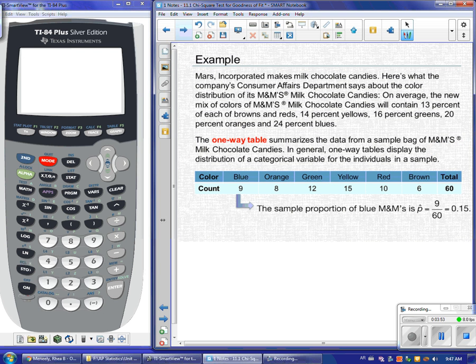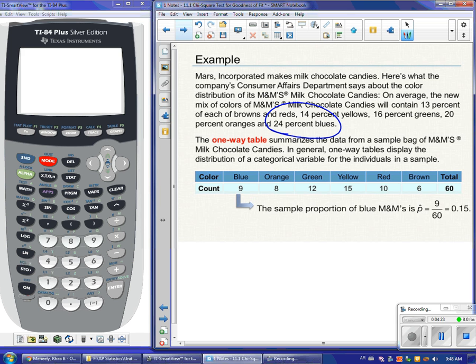If I was interested in the sample proportion of blue M&Ms, if you add up all of the M&Ms, there were 60 in the bag. Since 9 of them are blue, that means that we have 15% blue M&Ms. Well, if I know that the proportion is supposed to be 24%, I might suspect that I'm not getting enough blues. And if you remember, we did a situation like this in class. When we were looking at confidence intervals, I believe, we were looking at the proportion of blue M&Ms in the bag and trying to estimate it.